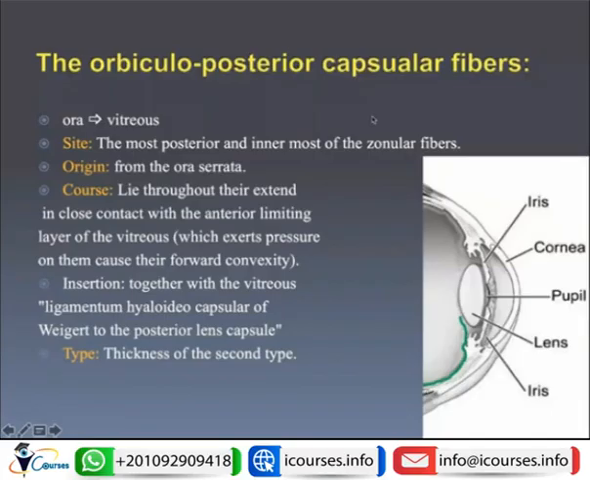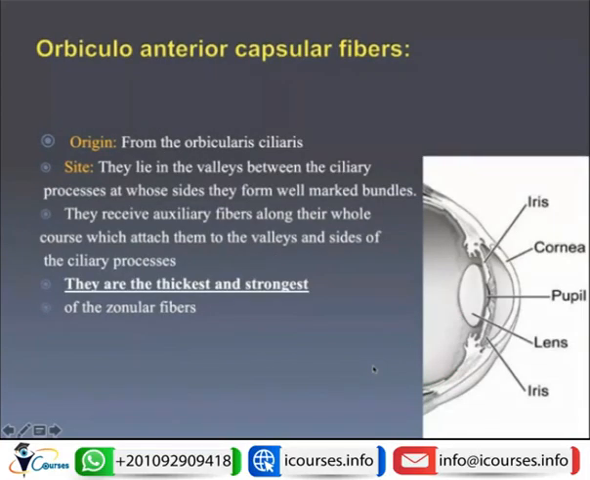So again, orbiculoposterior fibers are zonular fibers that originate from the ora serrata, which is the most anterior layer of the retina, and pass close to the anterior limiting membrane, or anterior limiting layer, of the vitreous. So they pass over the anterior surface of the vitreous till they insert into the hyaloideocapsular ligament, with the thickness of the thin type, which is the second type. This is called orbiculoposterior fibers.